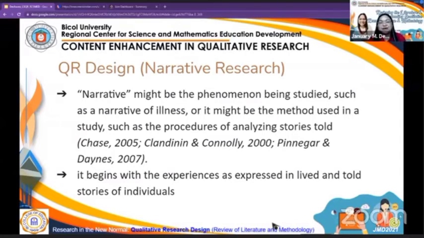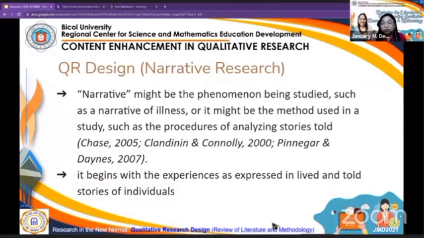I have not tried it. Maybe soon I will try this design. And of course, we also look into life history or oral history. Narrative research is actually best for capturing detailed stories of life, the experiences of an individual. So if you want to study the experiences of an individual, maybe this design is for you.